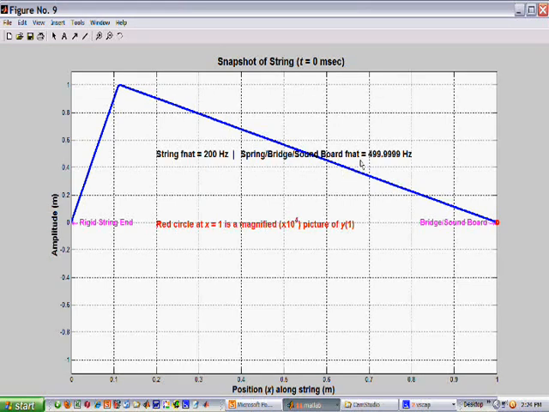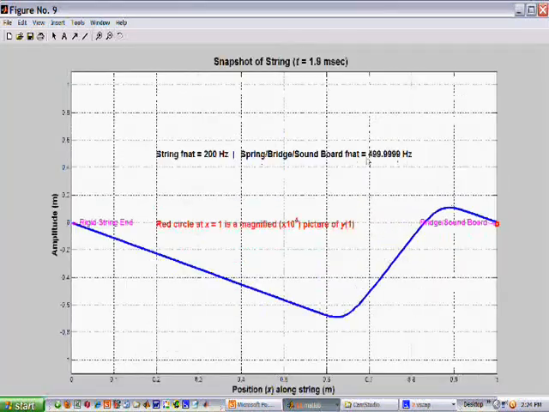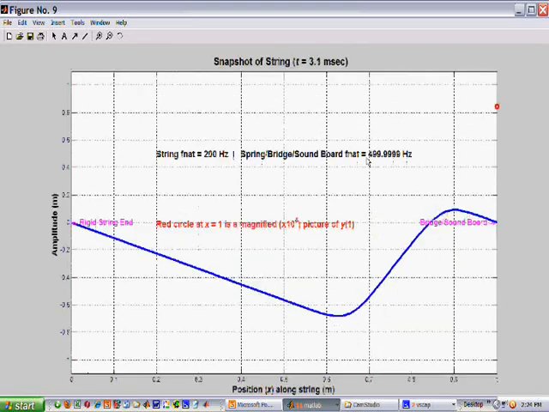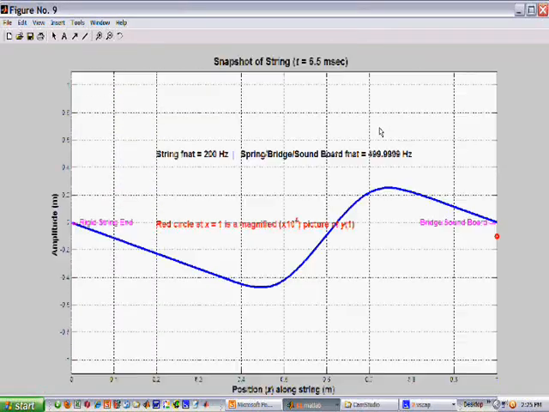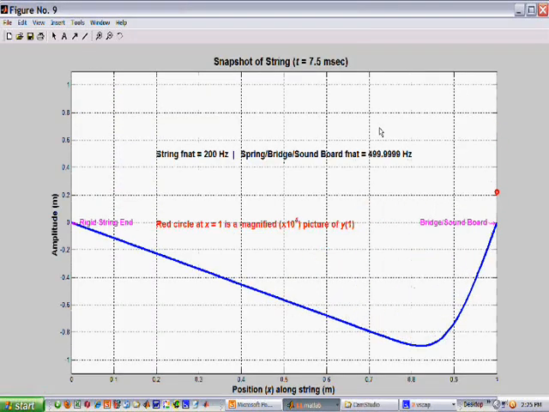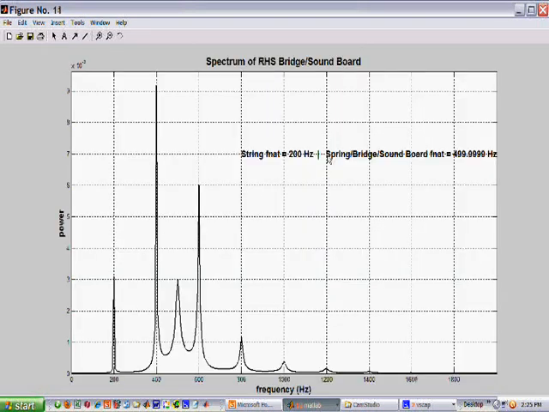Now, in the last case, we have a natural frequency of the soundboard at 500 Hertz. As before, the wave shape is pretty much the same. The movement of the red circle is different over here because of the different natural frequency of the soundboard. Here's a picture of the soundboard movement, different from the previous cases as you might expect. And here's the spectral picture.